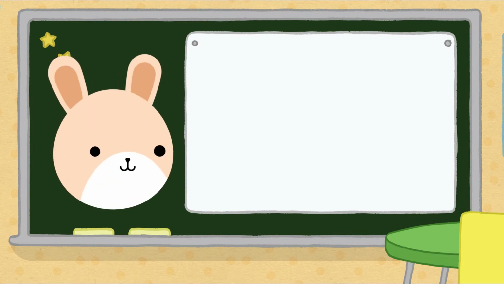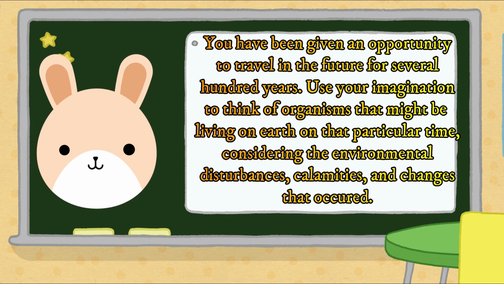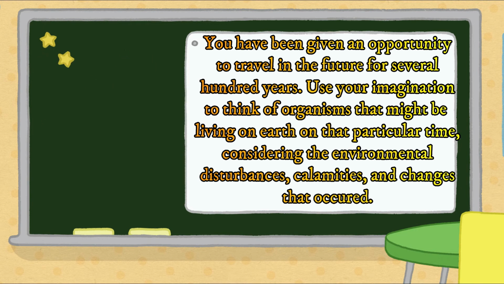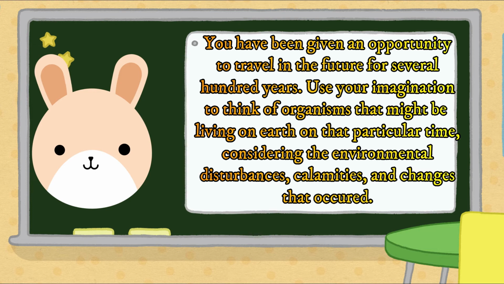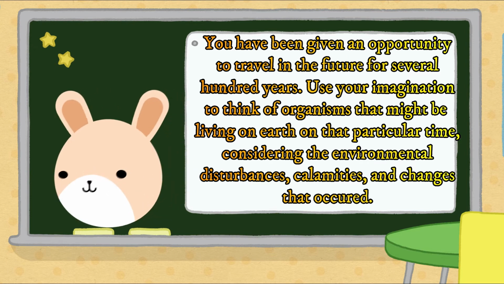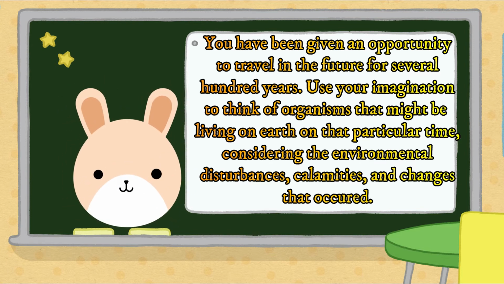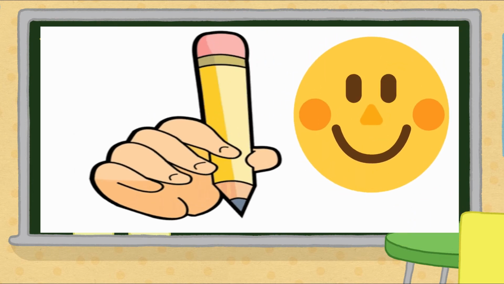And now, I want you to reflect on this situation. You have been given an opportunity to travel in the future for several hundred years. Use your imagination to think of organisms that might be living on Earth in that particular time, considering the environmental disturbances, calamities, and changes that occurred. You can write your answer on a piece of paper.